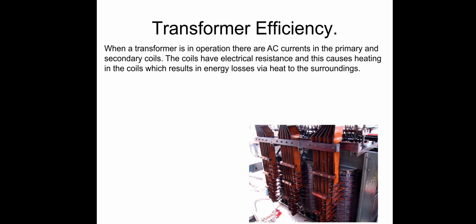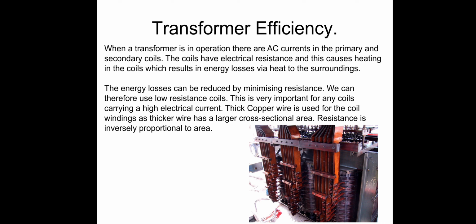So when a transformer is in operation, there are AC currents in the primary and in the secondary coils. The coils have electrical resistance, and this causes heating in the coils, which results in energy losses via heat to the surroundings. So obviously we need to minimize that. So the energy losses can be reduced by minimizing resistance. We can therefore use low resistance coils.